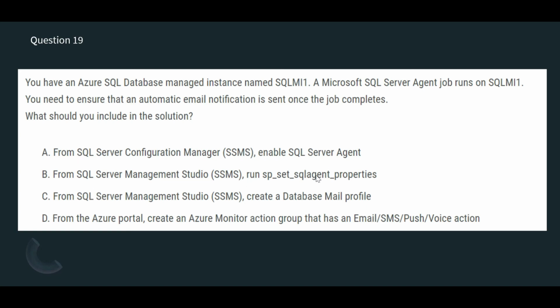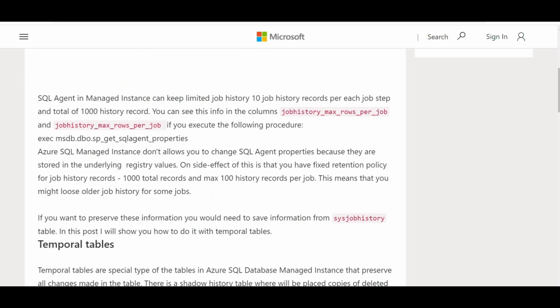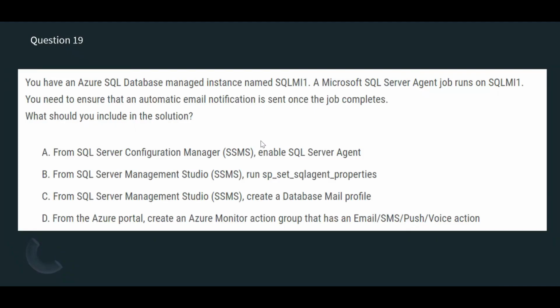B says you run sp_set_sql_agent_properties. If you see this documentation, this sp_get_sql_agent_properties is a stored procedure, and that is run to see the last 10 job history records. So it keeps limited job history, and you can see that via executing this stored procedure, and these are the two columns which you can refer to. But here we don't want to do that. We want to send an automatic email notification. That is your problem statement. So B is wrong. C says you will create a database mail profile.